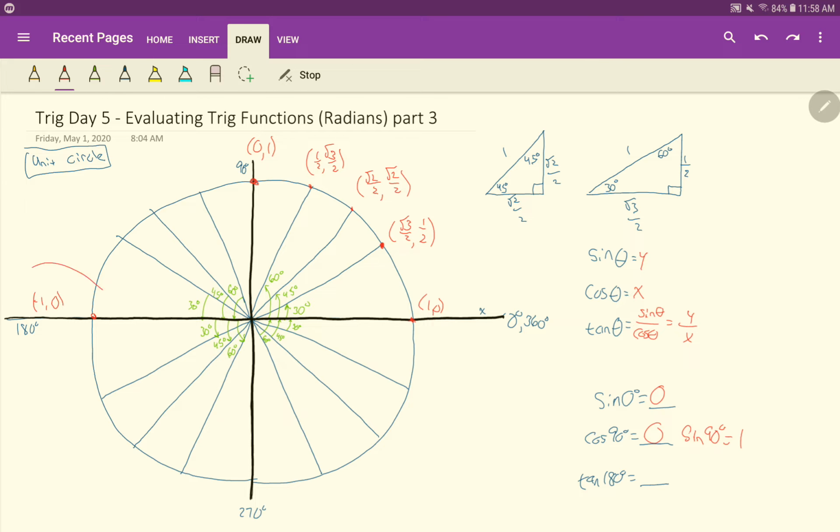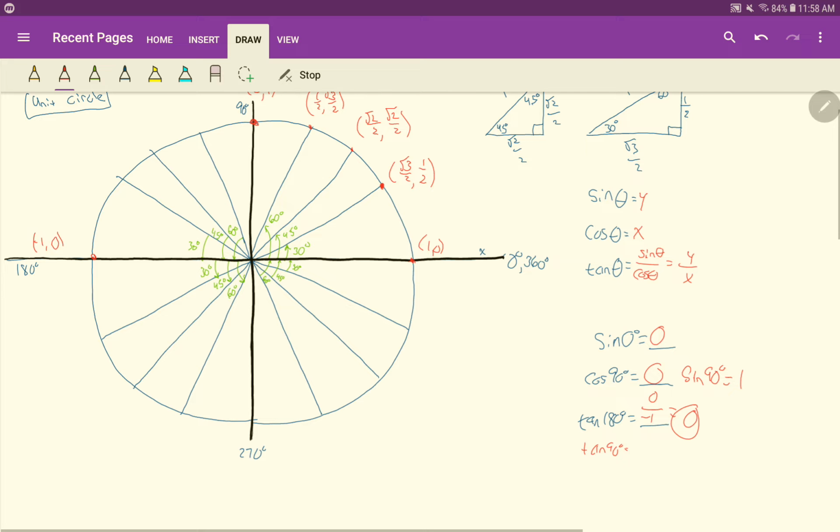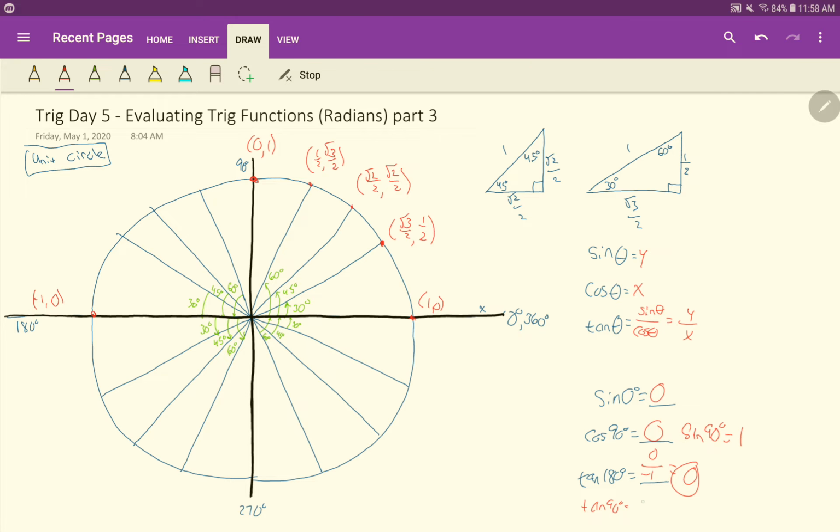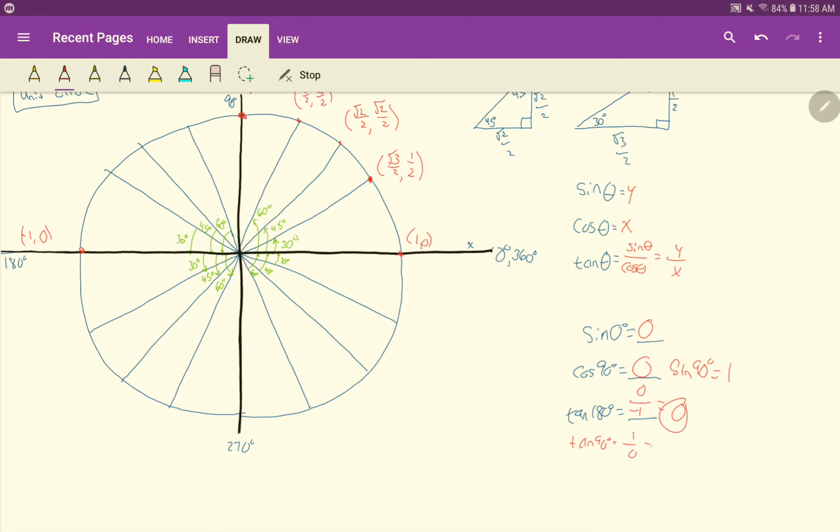Okay, so tangent of 180 degrees, well, what's the y-coordinate there? The y-coordinate is 0. And what's the x-coordinate? -1. And so we get 0 for tangent. Notice if we did the tangent of 90 degrees, what would that be? That's going to be the y-coordinate of 1 over the x-coordinate of 0, which means we get undefined. And yes, that means that there's an asymptote there. When we get to the graphing of the tangent, you will see that there are asymptotes in its graph. So that's another way we'll be able to evaluate the unit circle.